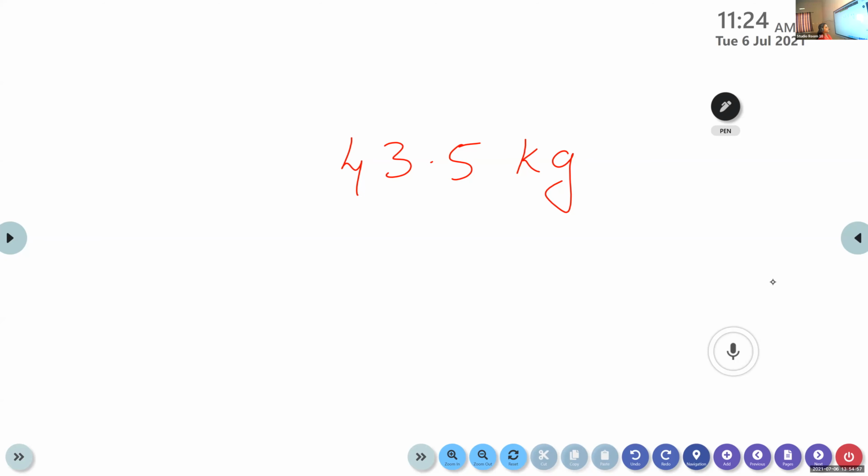Nita's weight is 43.5 kg. Then calculate the significant digits or significant figures in this measured value. John Philip, what is the significant digit in this measurement? Ma'am, 4-3.